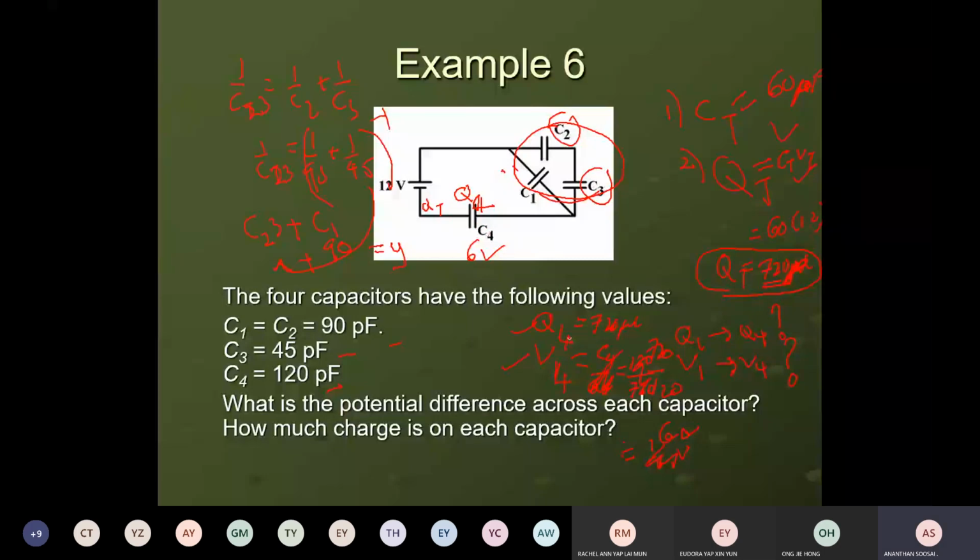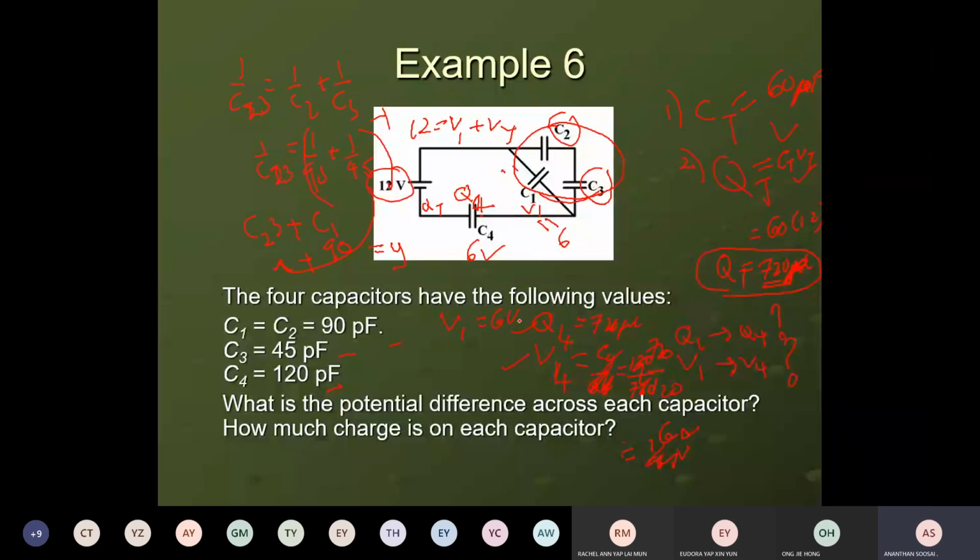Okay, after Q4, V4, what can you find? V1. V1, very good. After V4, we can find V1. Because of Kirchhoff's second law, the closed loop. V1 plus V4 we know is 12. So how much is V1? V4 is 6, so V1 must also be 6, right? 6 plus 6 must be 12. Okay, good. Those who know that after Q4, V4, we find V1, you are on the correct track.